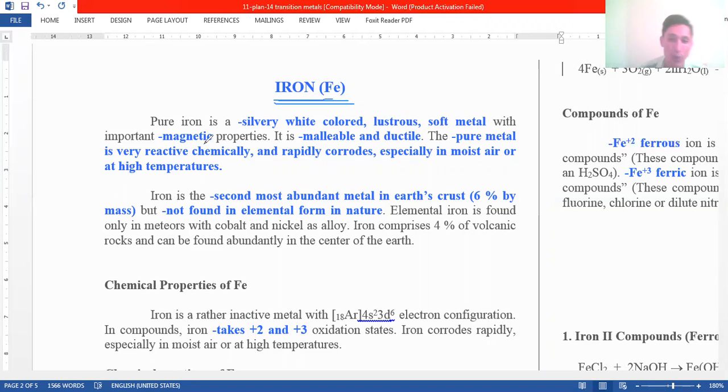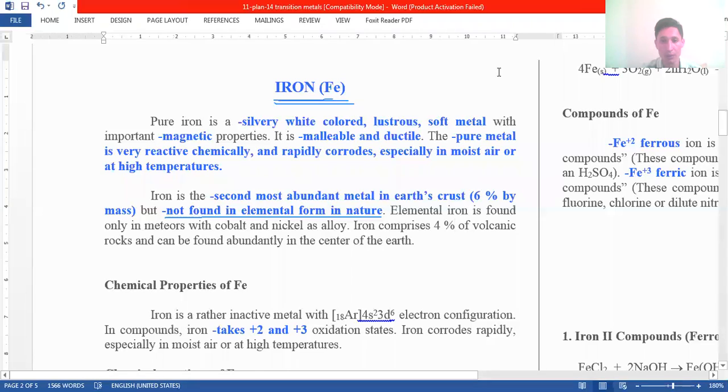So pure iron is very reactive chemically, and easily oxidized, especially in moist air or at high temperature. Important thing is that iron is the second most abundant metal after aluminum. Aluminum is the first, as you remember. Iron is the second, and iron is not found in elemental form in nature. It's also very important. Here I wrote it in blue color. You need to write it. Okay, so continue.